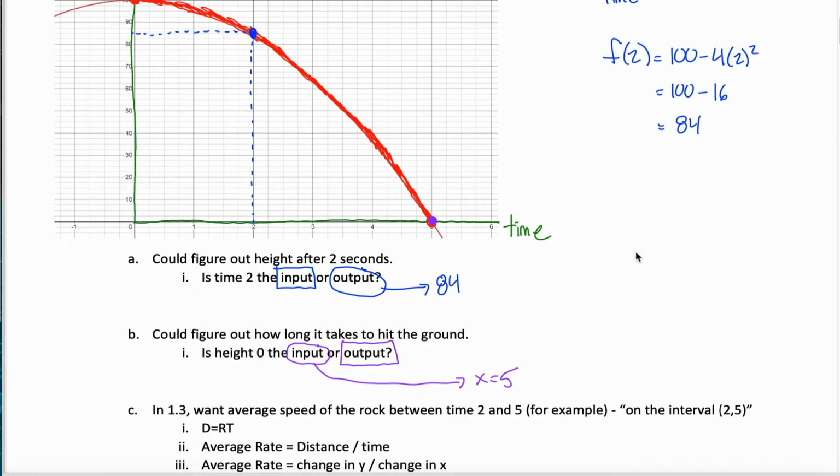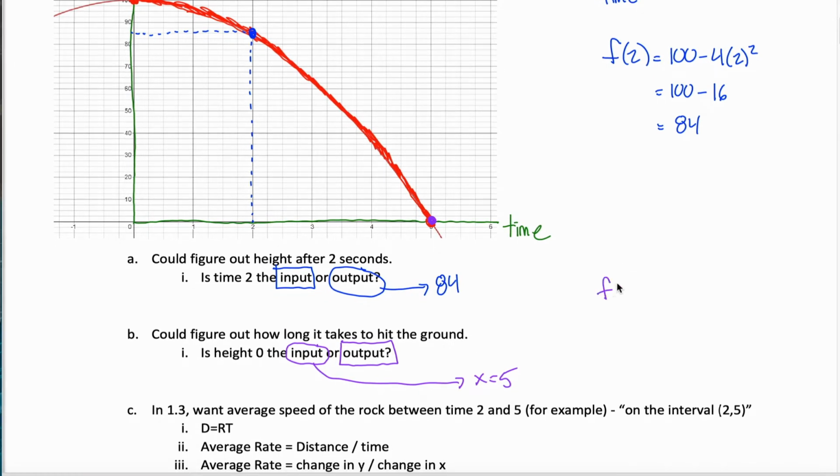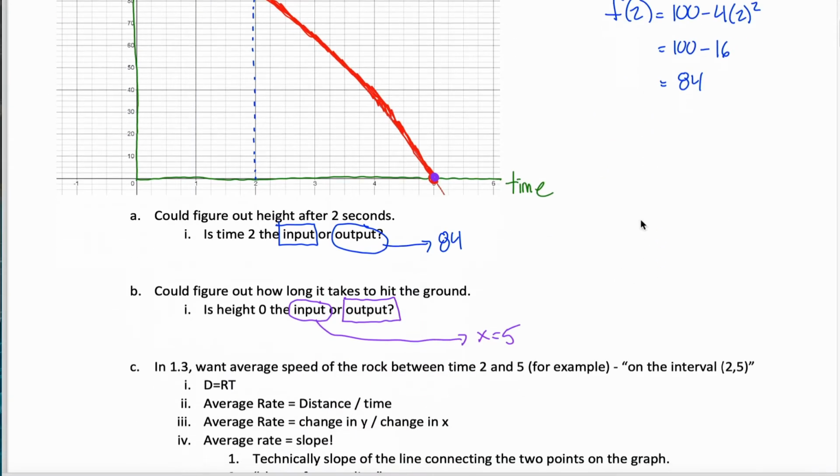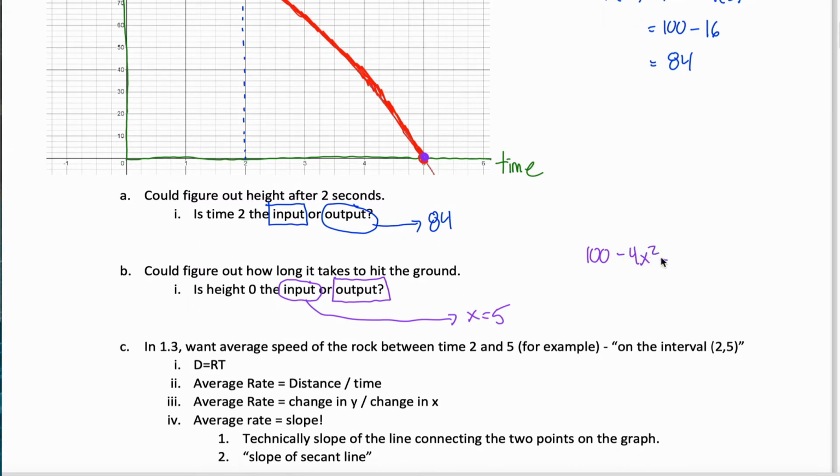But we could confirm that. We could make sure that when we put 5 into this machine, 0 comes out. Or maybe a better way to do it is plug in 0 as an output. So 100 minus 4x squared equals 0, and solve for the input. So let's see, add 4x squared to both sides. I get 100 equals 4x squared.